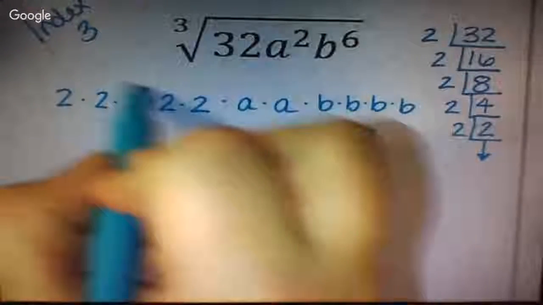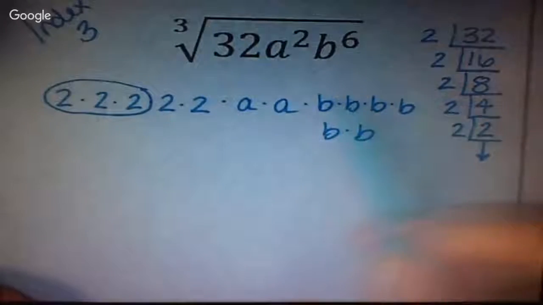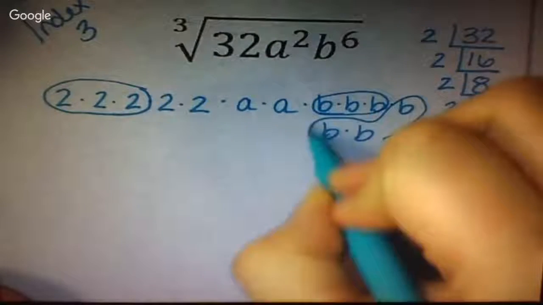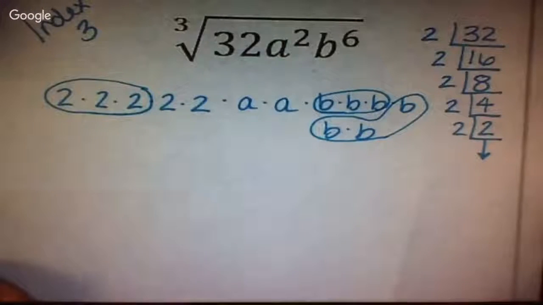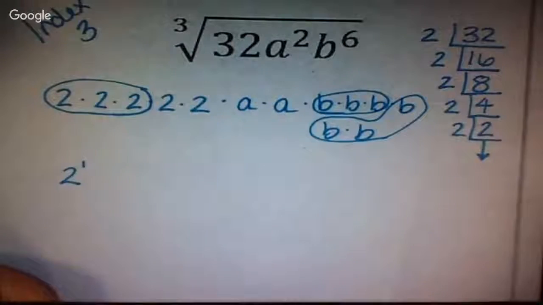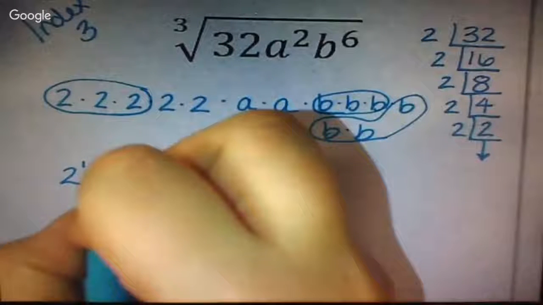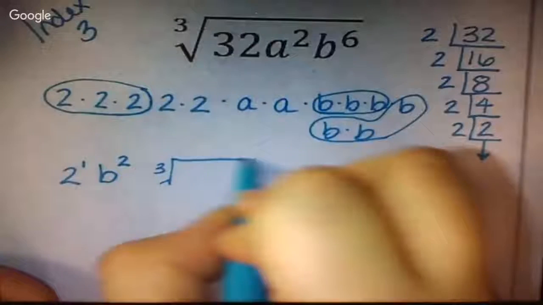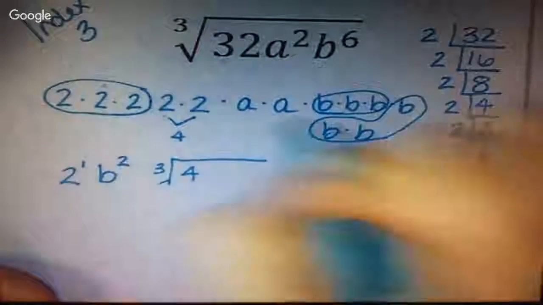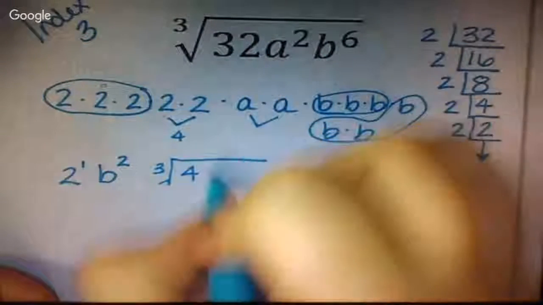So I've got some 2s. I don't have enough a's. I've got 2 groups of b's. Again, what you circle comes out front. So I've got 2 and 1 group of them, so it's 2 to the 1st. I circled the cubed root. 2 times 2 is 4. And a times a squared.